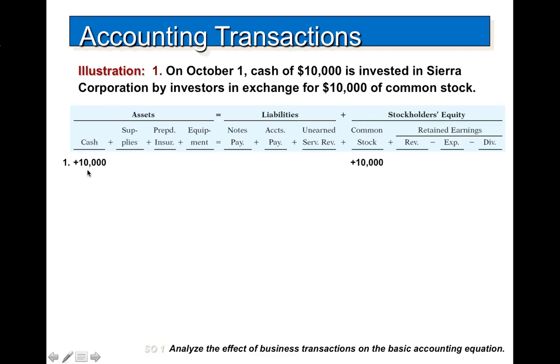These two are on opposite sides of the equation. Notice they have the same, the positive. That's going to help us determine that we have done it correctly because assets always equal liabilities plus stockholders' equity. So $10,000 equals $10,000.